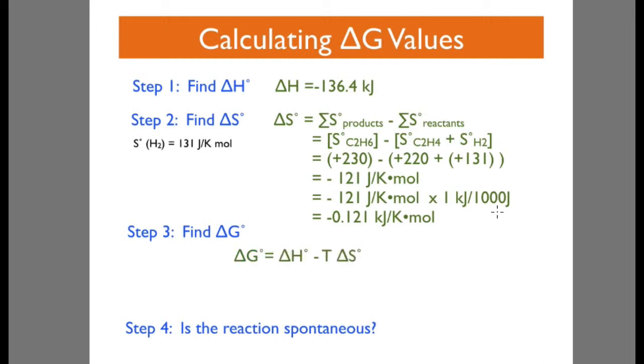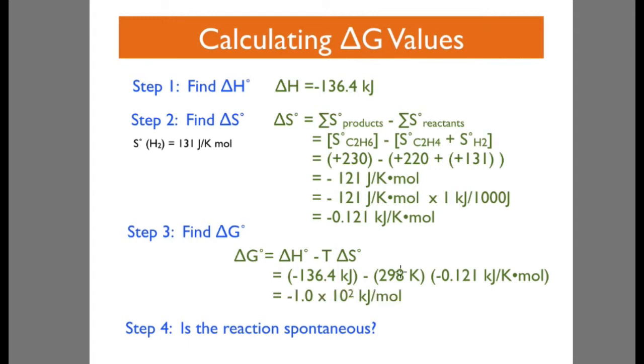To find the change in Gibbs free energy, we use this formula and we'll just plug in the change in enthalpy that we know, and then plug in the change in entropy, which we know too. Make sure you get the units correct. And we were given the temperature to find change in Gibbs free energy. It is negative, and so it is going to be spontaneous.